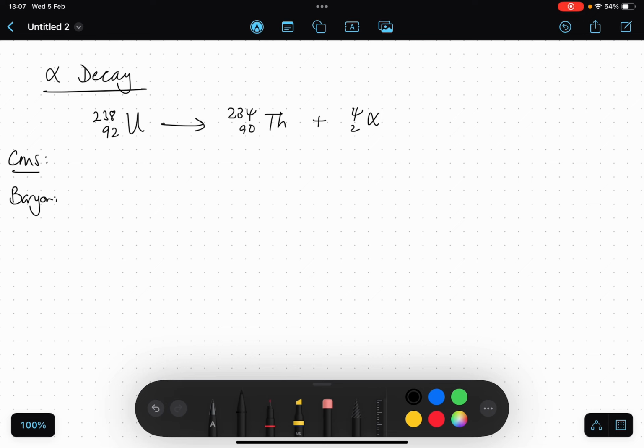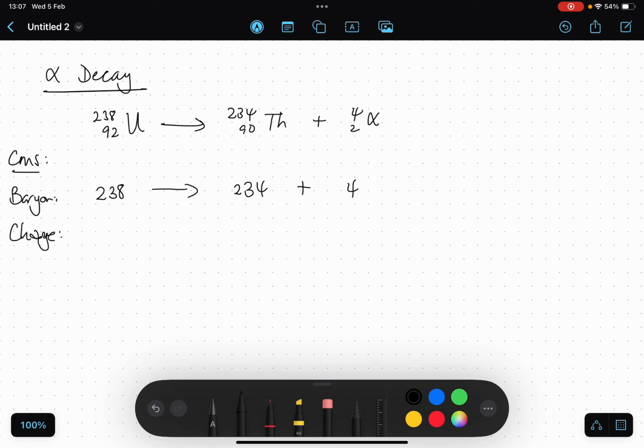So let us have a look at baryon number. Now we're talking about nuclear decay, so it's about the nucleus, neutrons and protons. The baryon number is the number of nucleons in the nucleus. So we've got 238 nucleons in uranium, 234 for thorium, and 4 for the alpha particle. So 234 add 4 gives us the 238. So we've got conservation of baryon number.